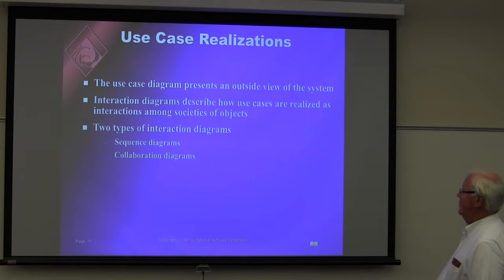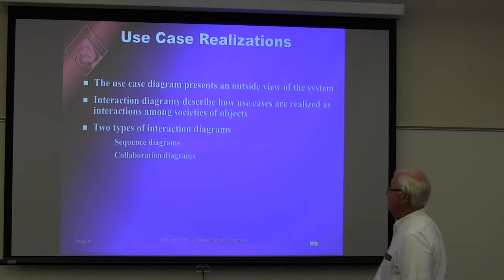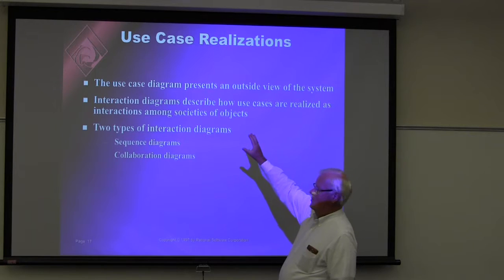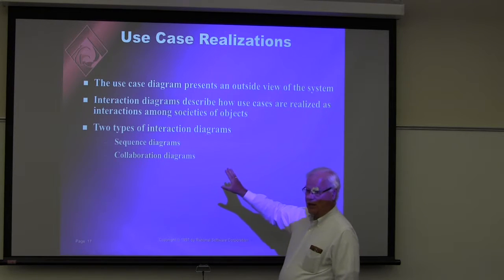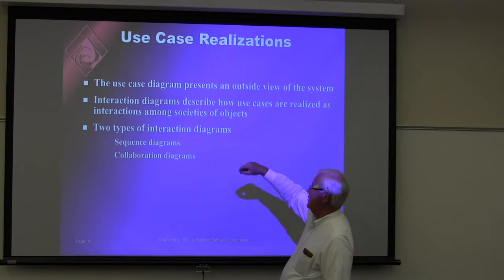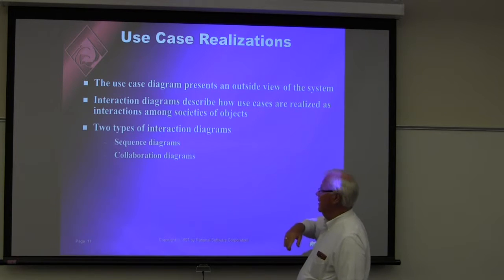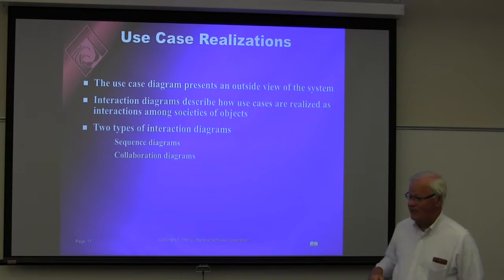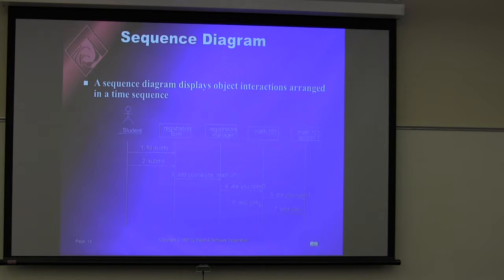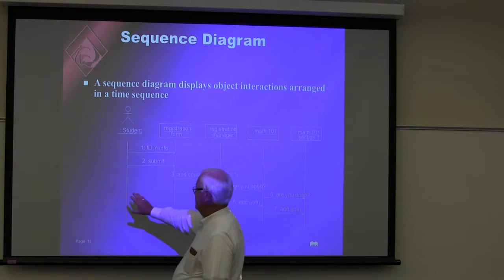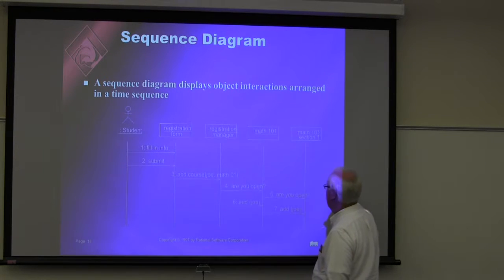Now, interaction diagrams describe how the use cases are realized in interactions among societies of objects. So when we begin to see these use cases come together is when we begin to see an interaction diagram. And there are sequence diagrams and there are collaboration diagrams. So let's take a look at a sequence diagram. A sequence diagram goes by time. So this is the start over here, and it's the end.